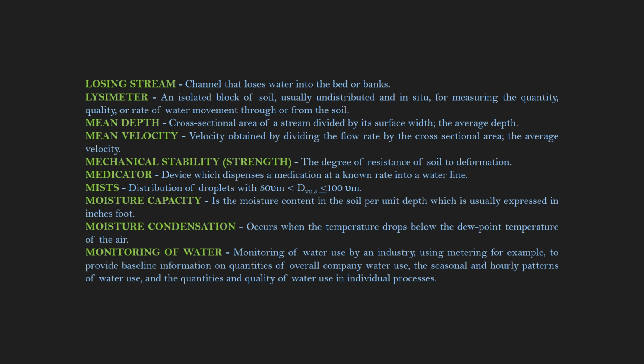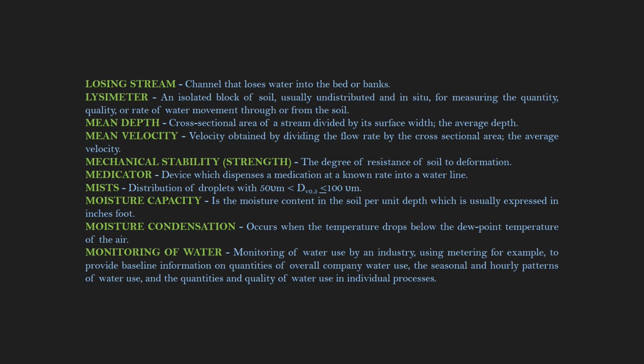Medicator: device which dispenses a medication at a known rate into a water line. Mists: distribution of droplets with 50 micrometers less than D_v0.5 less than 100 micrometers. Moisture capacity: the moisture content in the soil per unit depth, which is usually expressed in inches per foot. Moisture condensation: occurs when the temperature drops below the dew point temperature of the air.